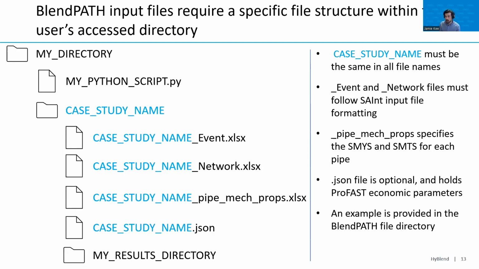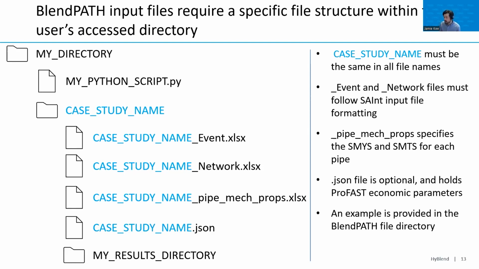the file name should be the same with any of the following files that have the same name. The first two files within this are going to be an event and network file. These are Excel files that are input files to describe the network and operating conditions of the network, and that's all particular to SAInt. So that has a particular format such that SAInt can interpret it. We do have examples of the network and event file within BlendPATH to help users create their own network and event files.